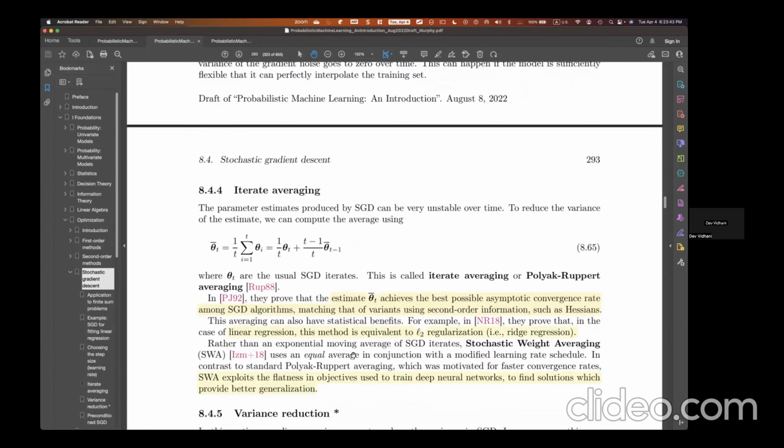There is another averaging technique where it is not time-based, but an equal averaging. And this is called stochastic weight averaging. And Polyak-Rupert is typically used in the beginning of your training, and stochastic weight averaging tends to be used once you have reached the flat surfaces. So if there's a lot of flatness in your objectives, then rather than using the average, it helps with using equal average.